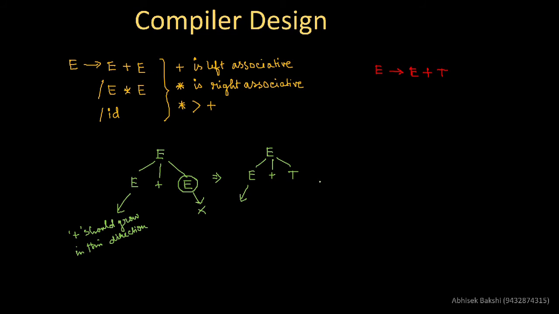Now the question is, what about this plus? What about the star? You see, for the second production rule, I can say that okay, the opposite one, I can write T star E.